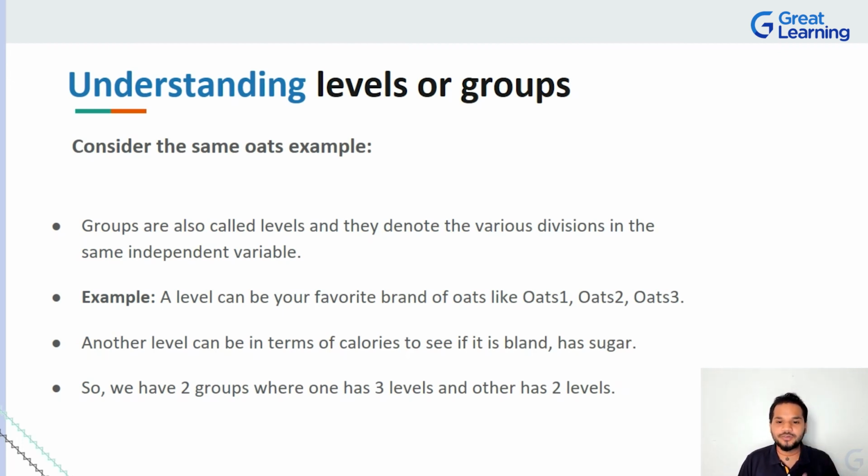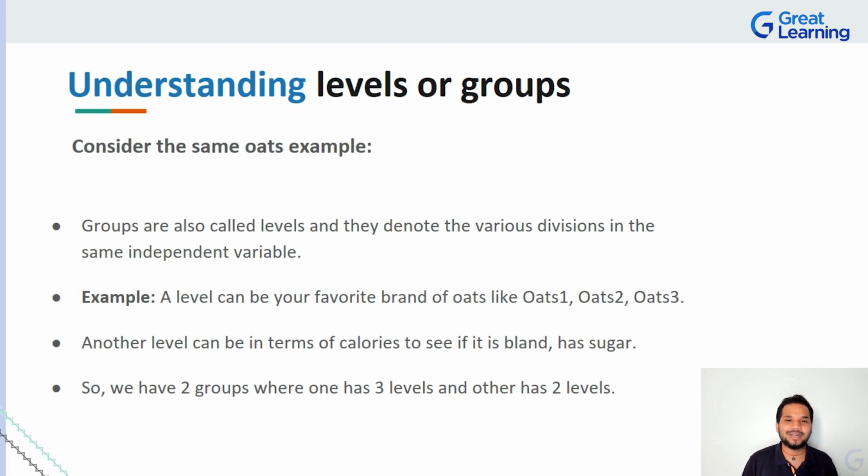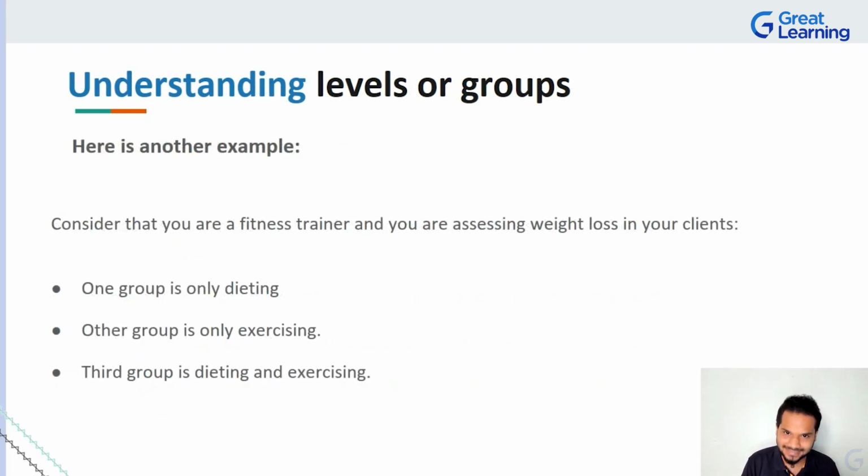Now the first group is basically oats 1, oats 2, oats 3, whereas the 2 levels associated with the second group are nothing but sugarless and sugar. So once you start grouping all of these things and putting them into a structured approach, that's when you call it levels or groups. And again, with the same oats example, you're not only clear with what one-way and two-way mean is, but at the same time, you're also clear about what levels and groups are, right? So again, to reinforce the same concept a little bit more, to make sure you guys are thorough with this, consider one more example.